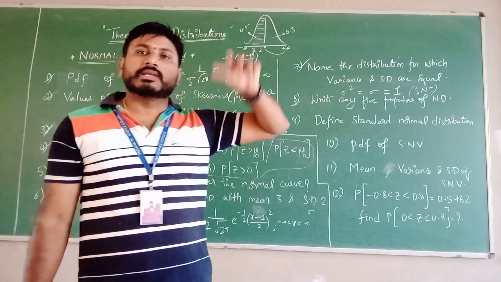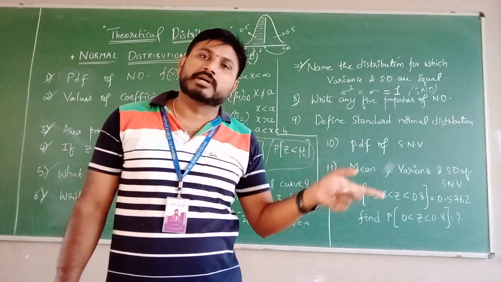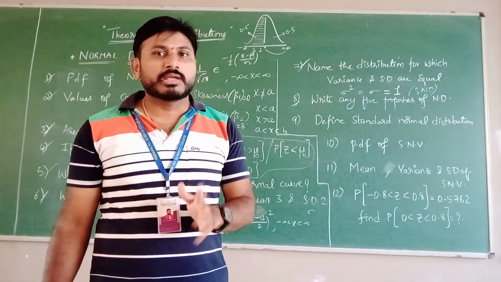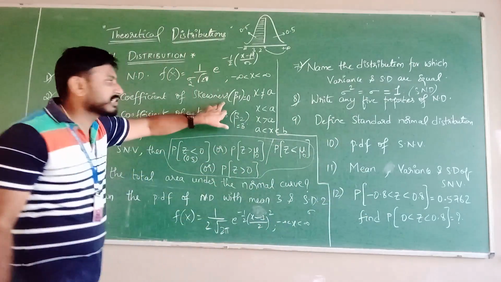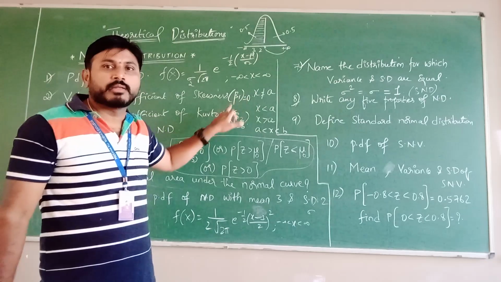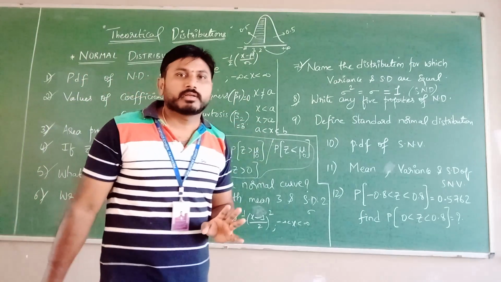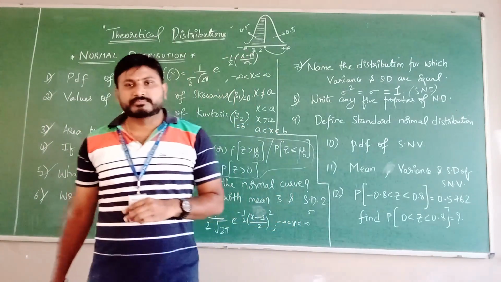Property number 3, the normal curve follows a mesokurtic curve where the beta 2 value equals 3. At the same time, it is symmetrical, so the beta 1 value equals 0. Here we have mentioned, look here. Beta 1 value is 0 when it is symmetrical. Beta 2 value equals 3 when it is mesokurtic. Clear, guys? That is property number 3.